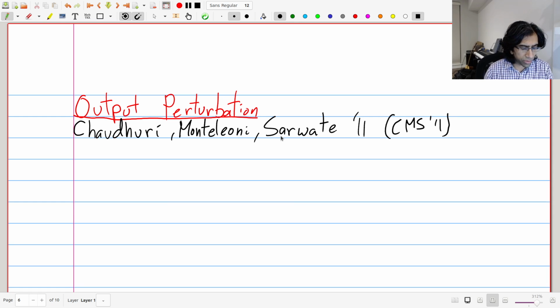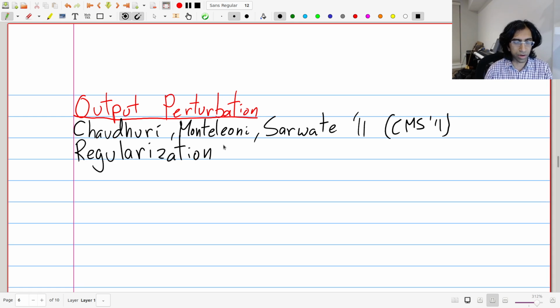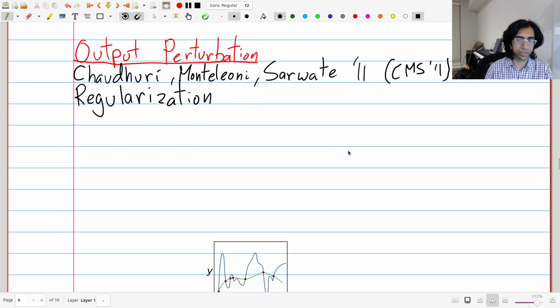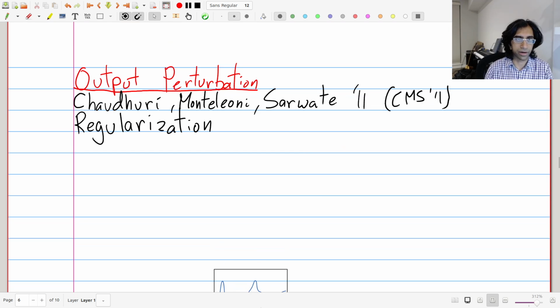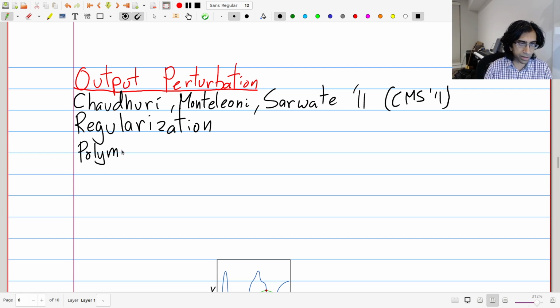So in order to get around this issue, we're going to talk about something called regularization. Regularization is a popular technique even in the context of non-private machine learning, and I'll show you one example why. So the idea is, though we've seen a few examples where the parameter vector theta is sensitive to the input data set, let's give one more example in the setting of what's known as polynomial regression.